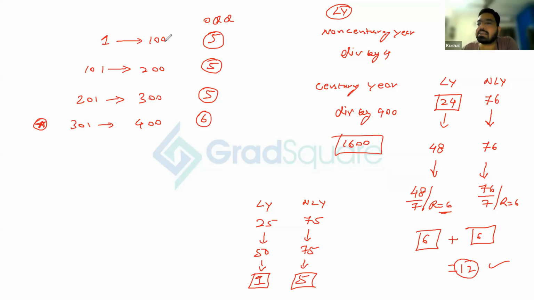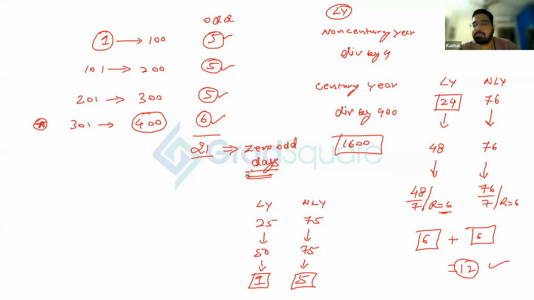The interesting thing that I want you to understand is, if I look at year number 1 all the way to year number 400, how many odd days are there? Look at this: 5, 5, 5, 6. Total 21 odd days. That means what? 21 odd days implies effectively 0 odd days. Does that make sense? Any doubts, anyone?